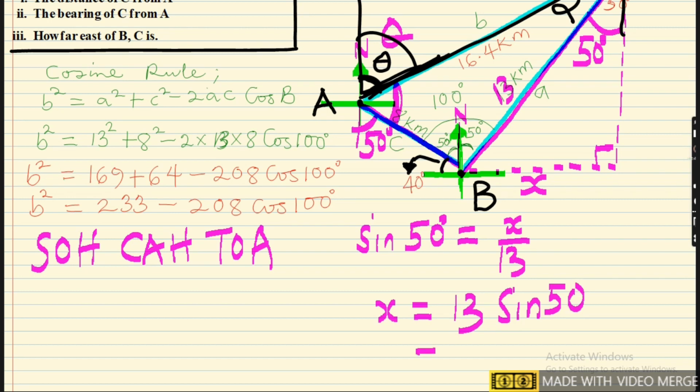And of course, if you punch the calculator to get the value of that, that is 9.96 kilometers to 3 significant figures. So that is that about that question. It's very simple. Let's go to another one.